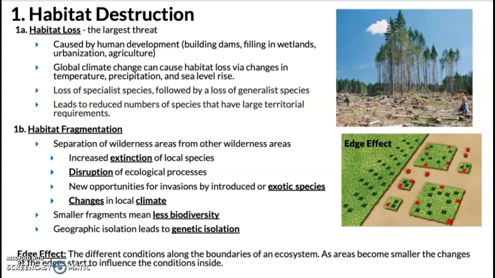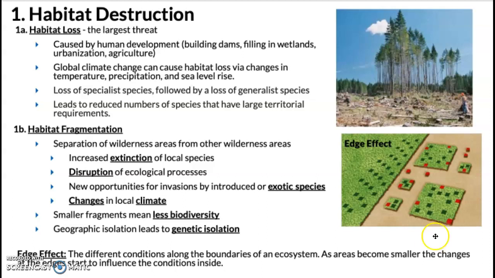Habitat fragmentation happens when we have a wilderness area that we separate from other wilderness areas. This causes an increase in extinction in the species. It also disrupts whatever ecological processes may be happening. It's an opportunity for invasive species to be introduced, and it can actually change the local climate.